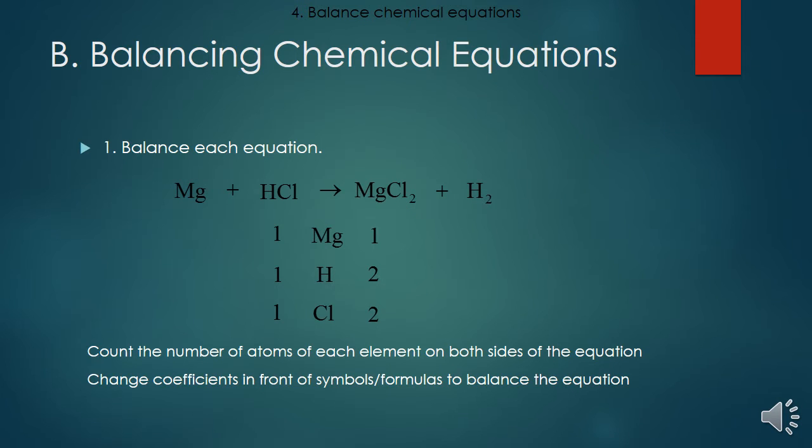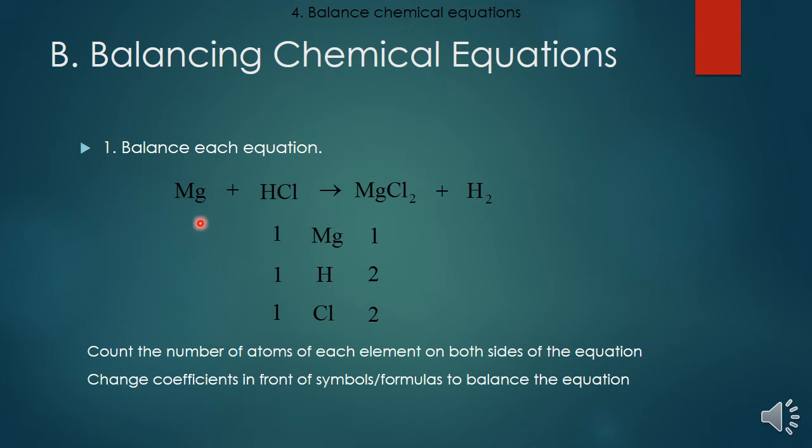What we need to do now is change the coefficients that are in front of the symbols or the formulas in order to balance the equation. Now, I say change the coefficients because at this point the coefficient in front of all these is 1. Remember from math class, that's understood. If there's no number, no coefficient listed, it's understood to be 1.